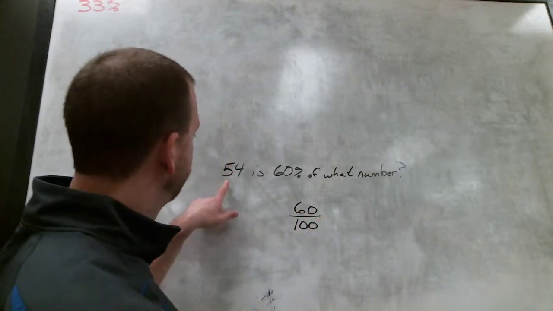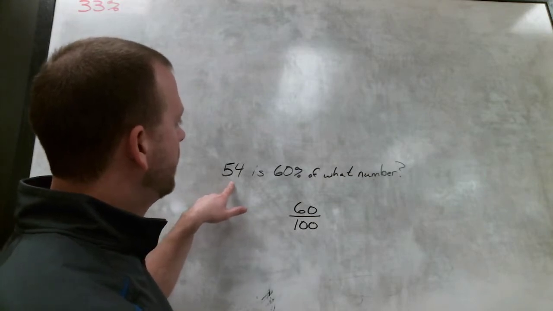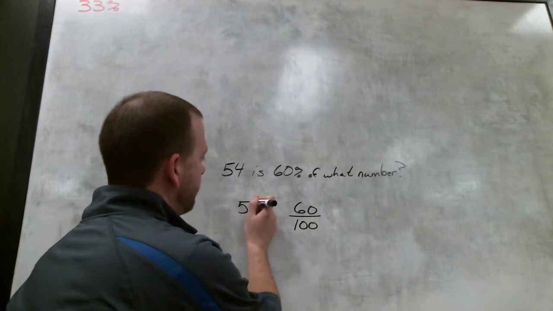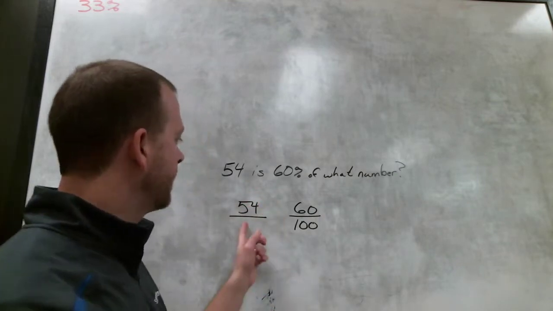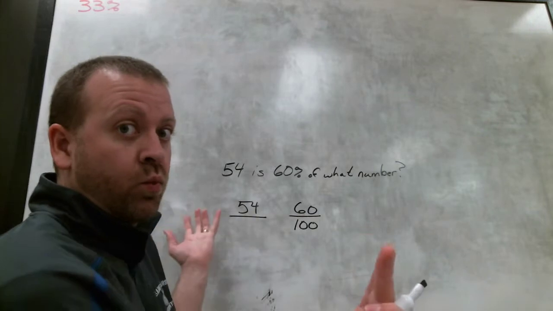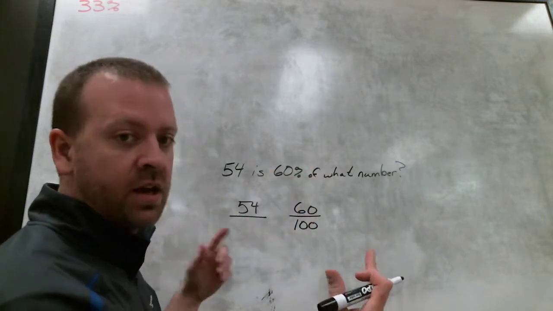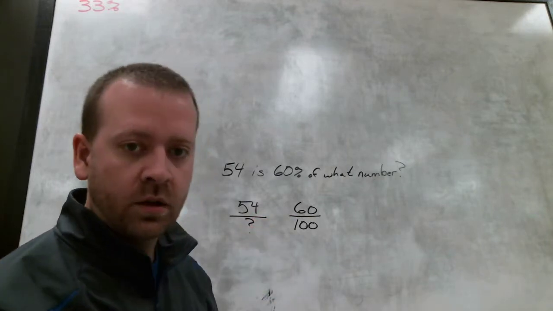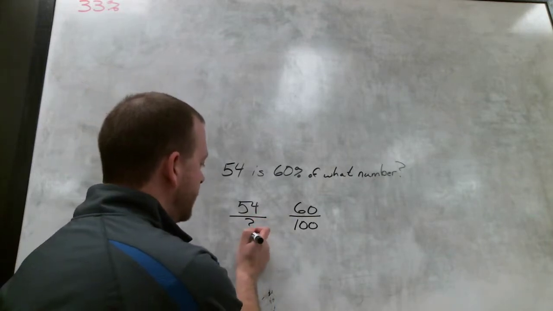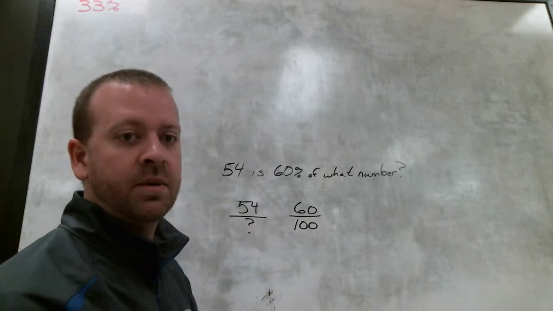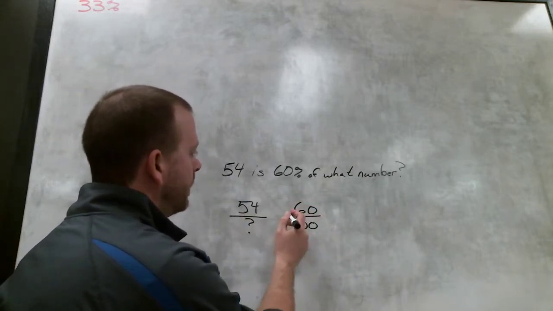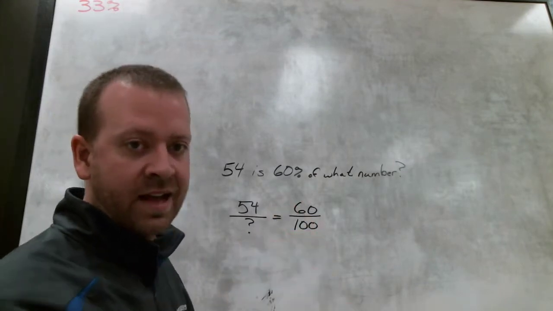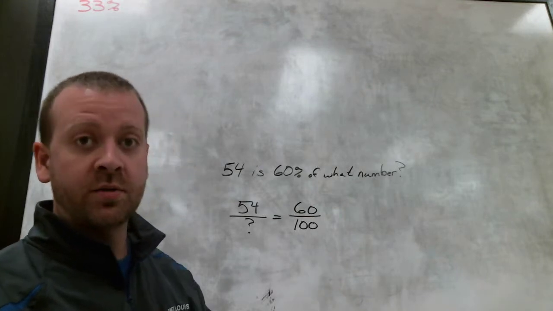Okay? Now, 54 is 60% of some number. So this 54 will go on the top of a fraction as well. But here's the thing: 54 out of what? We don't know. That's what we're asking. So we don't know what this is, so this is just a big question mark. We don't really know what that is, and that's what we're trying to find out. Let me show you. We know that 54 equals 60%. Whatever this is would be all of that, would equal 100%.